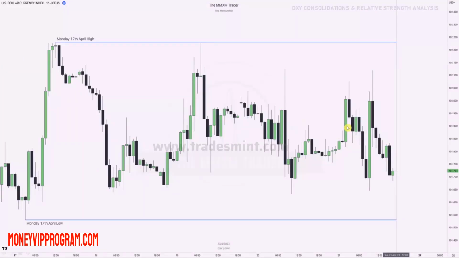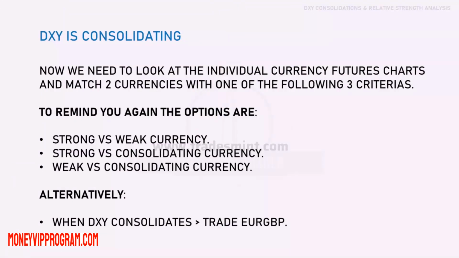And how does that look like on a 1 hour chart? Well, it's one big consolidation. So now we see DXY is consolidating. Now we need to look at the individual currency futures charts and match those 2 currencies with one of the following 3 criteria. Now again, to remind you, the options are strong versus a weak currency, strong versus a consolidating currency, and then a weak versus a consolidating currency. And alternatively, when DXY consolidates, we can also trade Euro GBP, right? Because it's a cross which moves when DXY is consolidating.